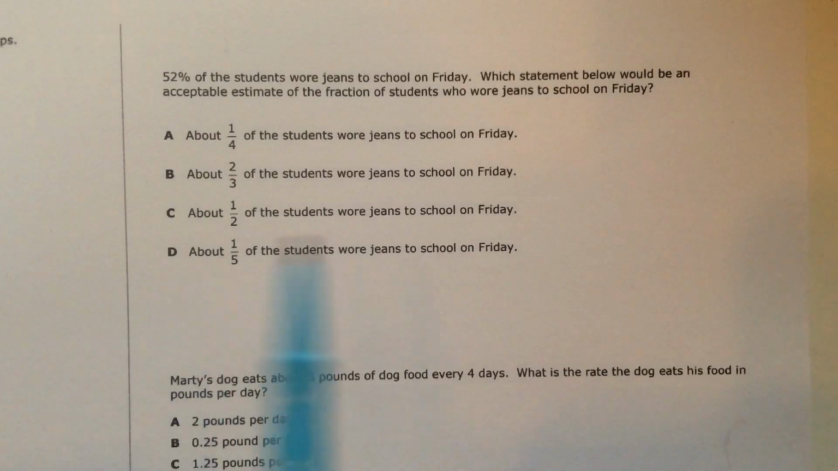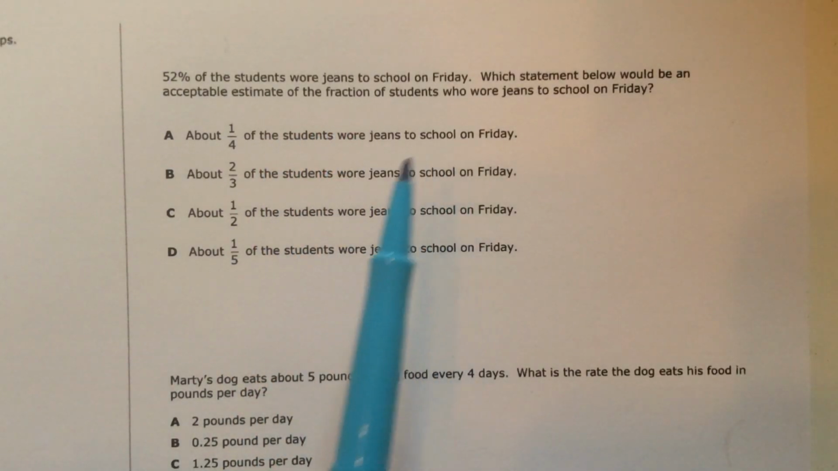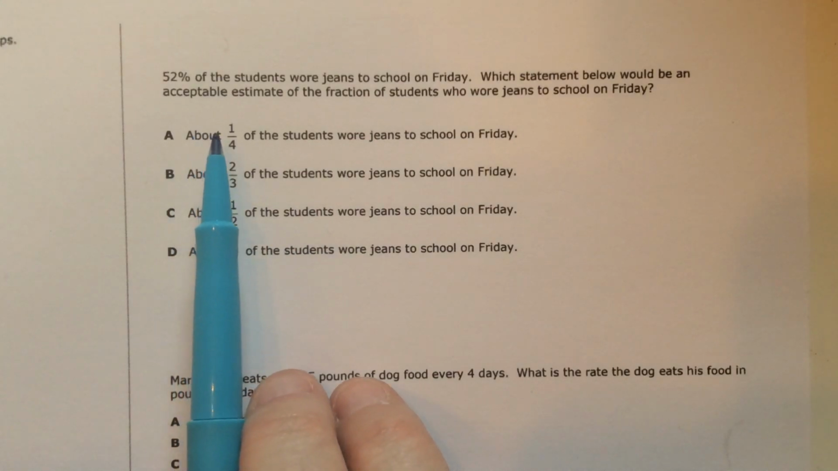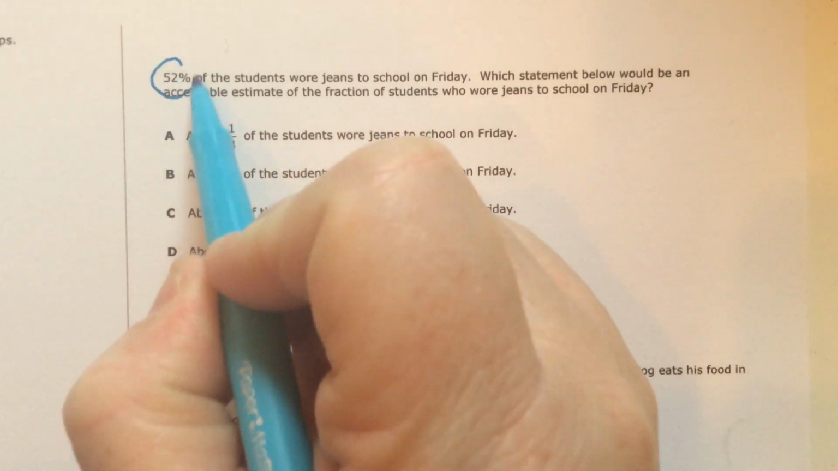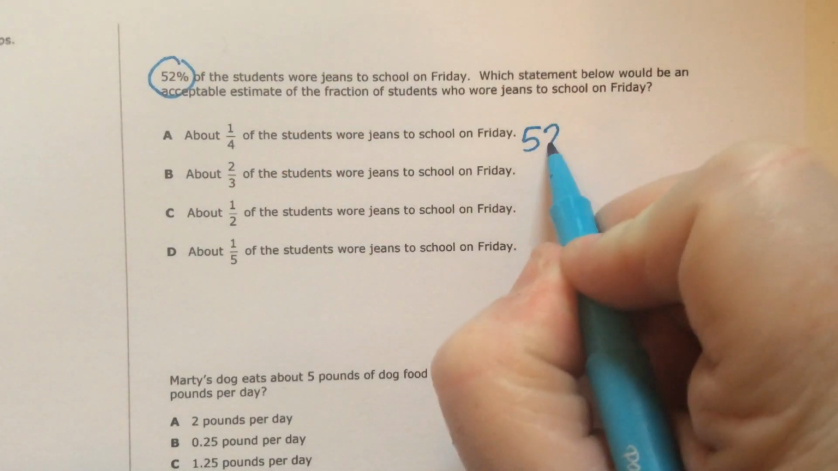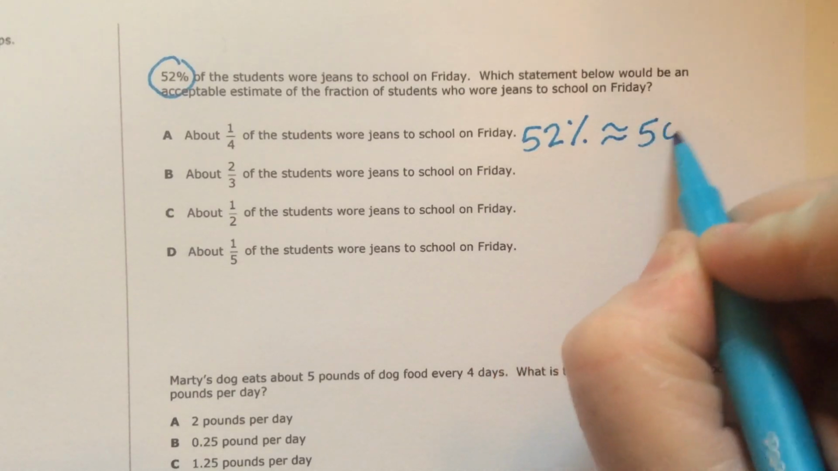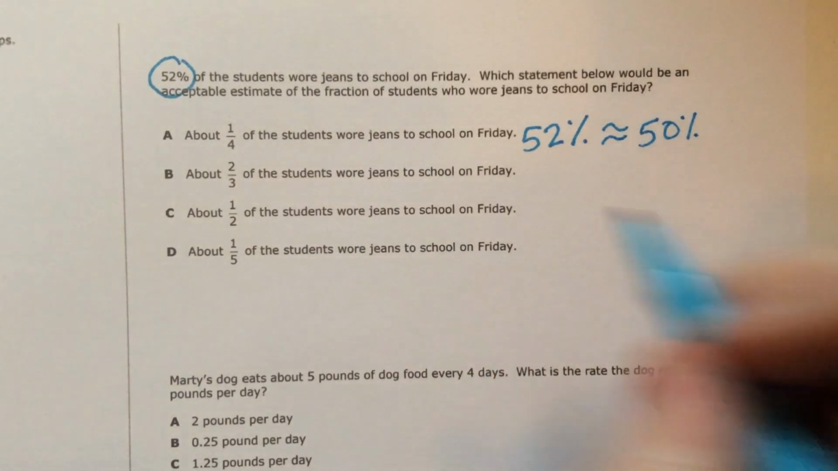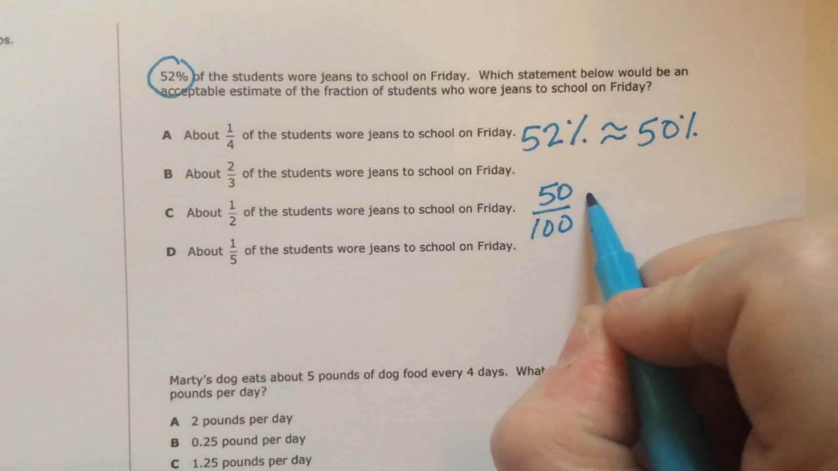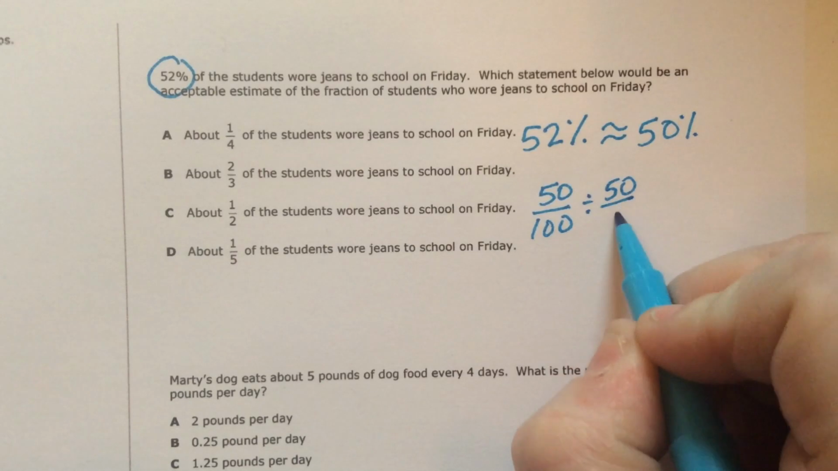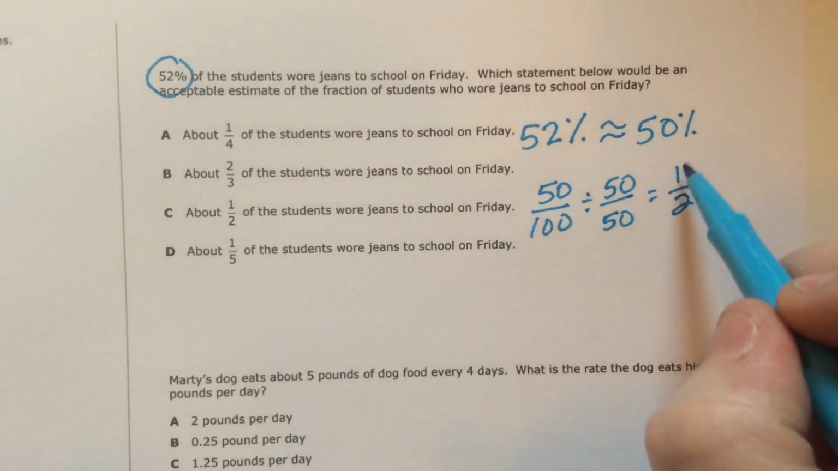Okay, 52% of the students wore jeans to school on Friday. Which statement would be an acceptable estimate of the fraction of students who wore jeans? Well, 52% is close to 50%. That means about. Okay, and 50% is 50 out of 100. And when I divide and simplify that, I'm going to get 1/2. It's about 1/2.